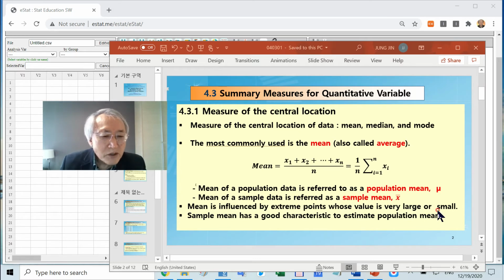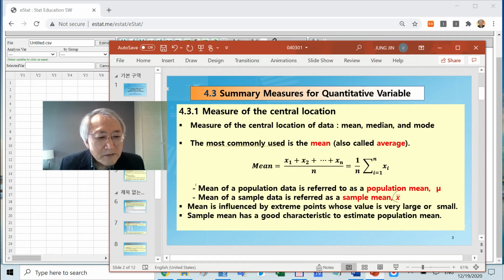Okay, can you see that x bar here? And we call this the Greek letter mu. The reason we are classifying this is that later we are going to discuss some inferential statistics. To estimate some population, we'd like to use a sample, therefore we'd like to distinguish them.